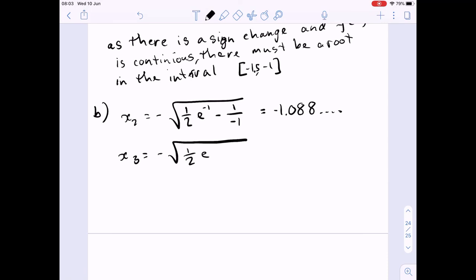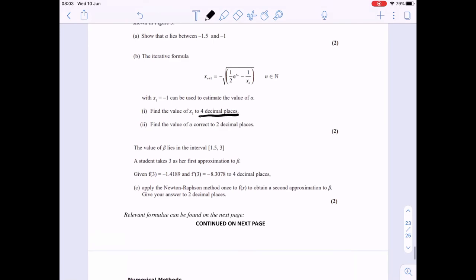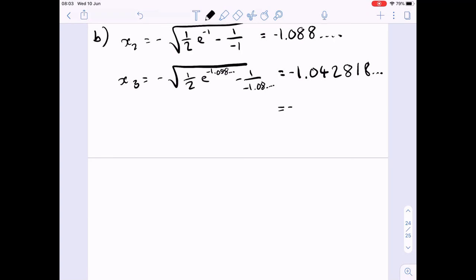And then if I change that minus 1 to the answer button on my calculator, so x3 is going to be minus the square root of a half e to the minus 1.088... minus 1 over minus 1.088... Okay, I'm going to use the exact value that's stored on my calculator. I get a value of minus 1.042818... Now what did our question ask? It wants it to 4dp. So this equals minus 1.0428 to 4dp.